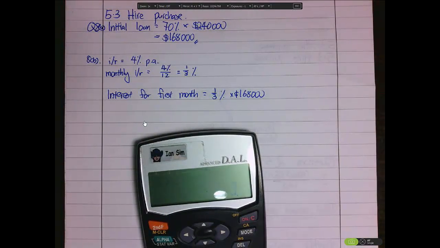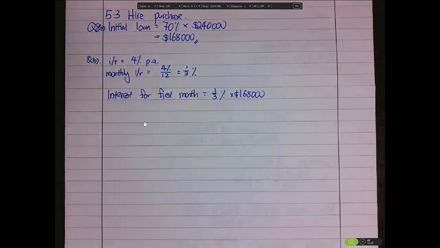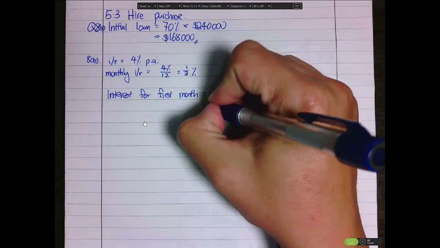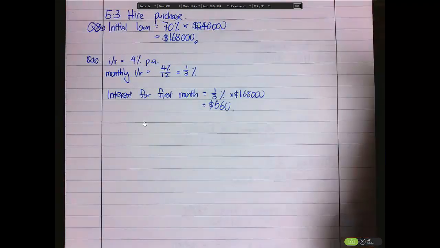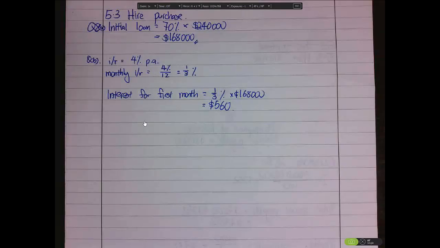You take 1 over 3. Percent means you divide by 100, times $168,000, which equals 560, as you can see there. So interest for the first month is $560. Simple enough. Now here is the slightly tricky part.